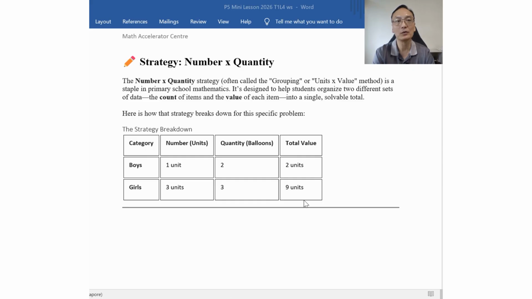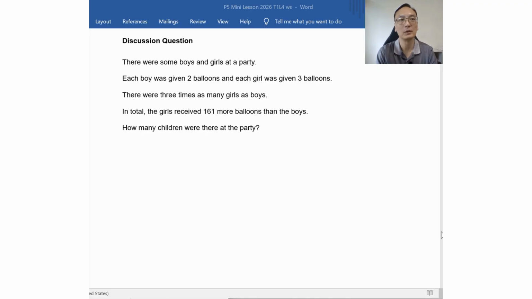Now, I'm going to show you how I use the number times quantity strategy to solve the following question. First, let me read the question to you. There were some boys and girls at a party. Each boy was given 2 balloons and each girl was given 3 balloons. There were 3 times as many girls as boys. In total, the girls received 161 more balloons than the boys. How many children were there at the party?